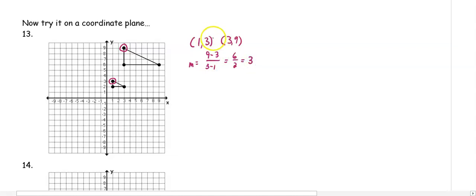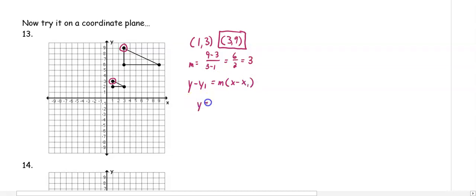Then I'm going to pick one of the points. So I'm going to pick 3, 9 in this case. I'm going to write my equation in point slope form. So remember, point slope form is y minus y1 equals m times x minus x1. We're going to substitute our information in.